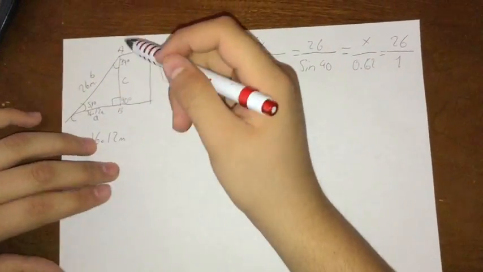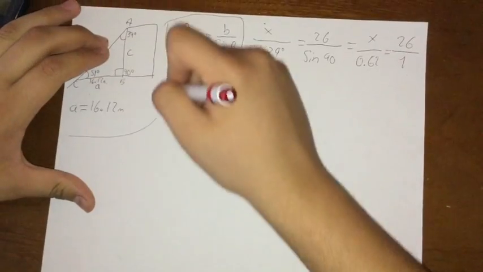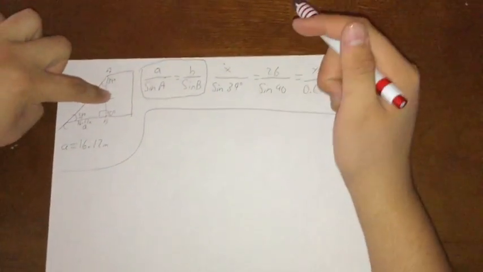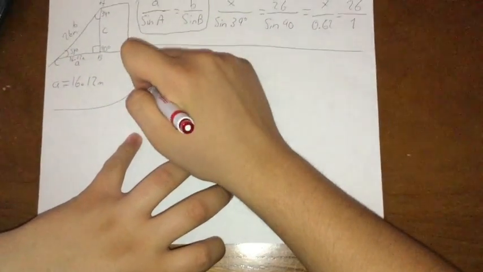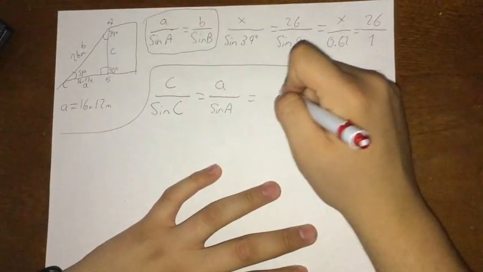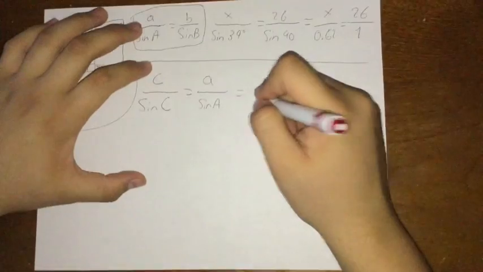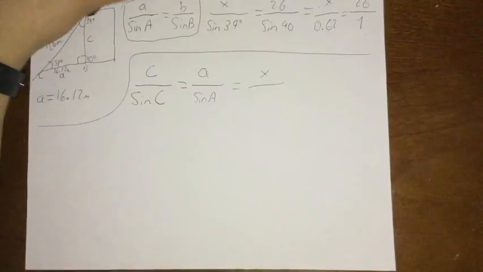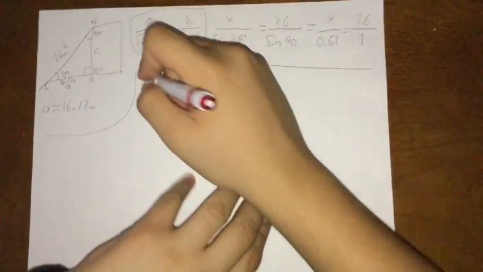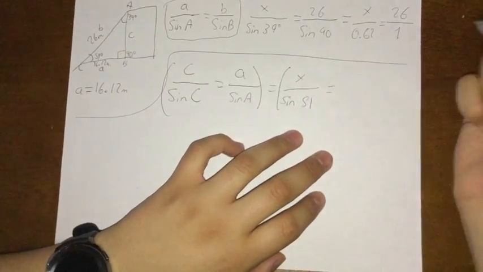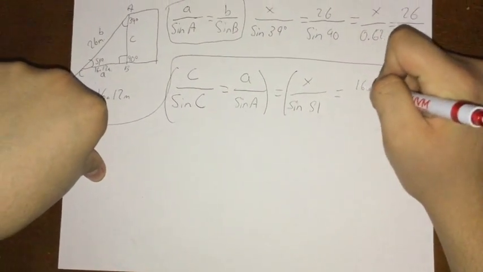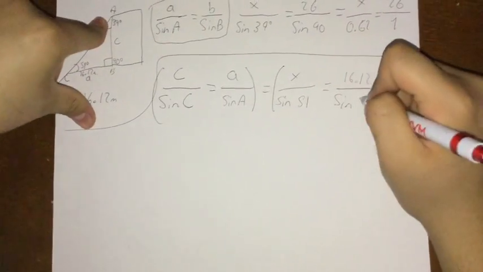And now we're going to calculate the height of the building. For this we're going to use the same method but with side C. So sin of angle C over C is equal to A over sin of angle A. That is, x because we don't know it, we're going to calculate it right now, over sin of angle C, that is 51, equal to A, that now we know is 16.12, over sin of angle A, that is 39.